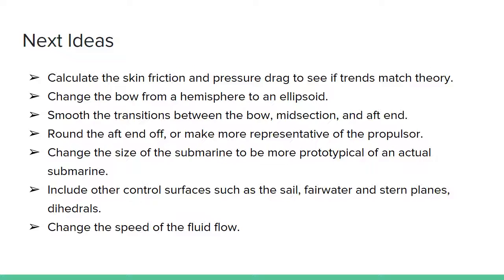At the aft end, you could round the point off or make a more representative shape of the propulsor. You can change the size of the submarine to be more prototypical of an actual submarine. The scale I used was about 1/10 of the actual size of a submarine. You could include control surfaces such as the sail, fairwater, and stern planes, or dihedrals to see how that affects the L/D ratio. And lastly, you could change the speed of the fluid flow to see if that changes the L/D ratio behavior.